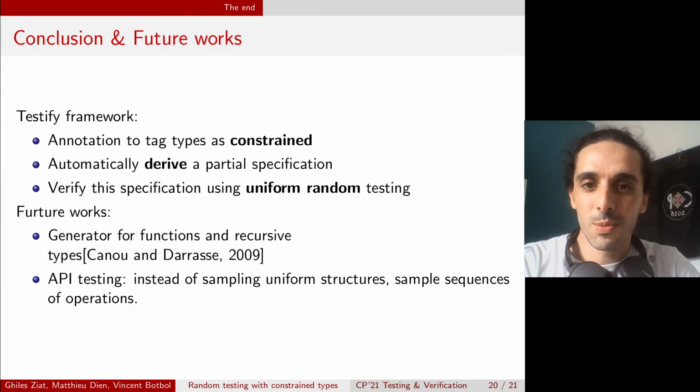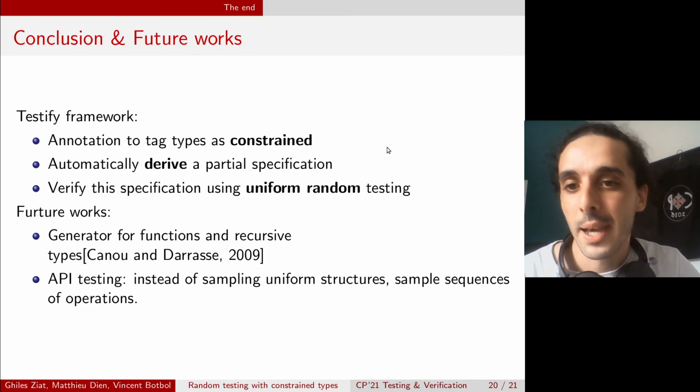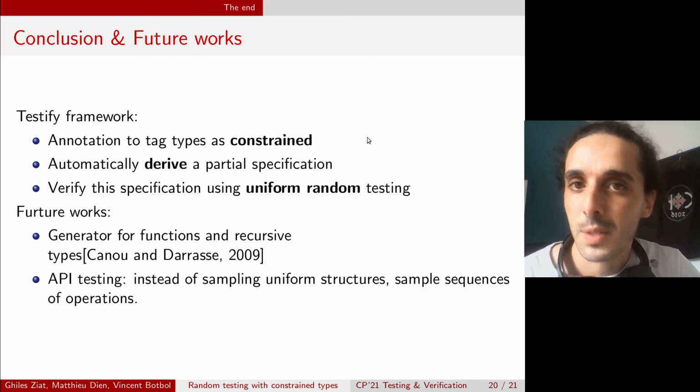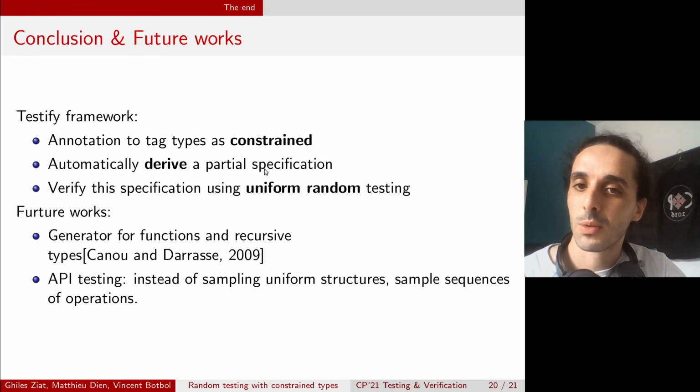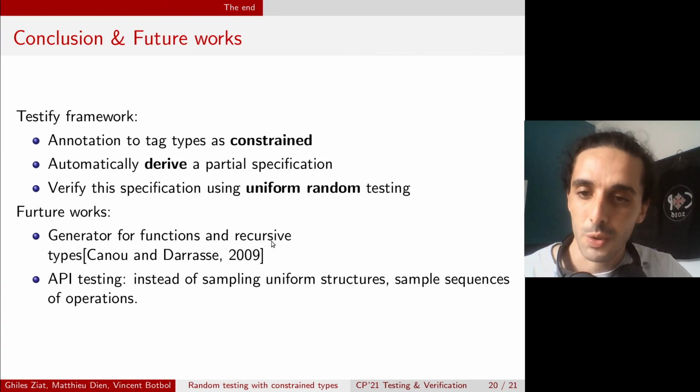In this work, we have seen how to automatically derive generators for constraint types. As future work, we would like to extend our framework to handle functional values and recursive types, which are still a limitation for now.